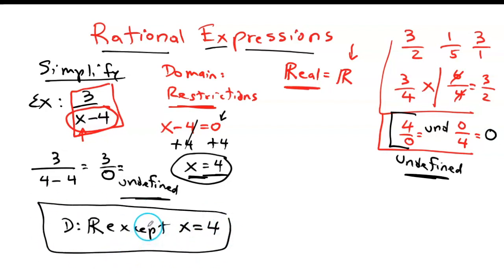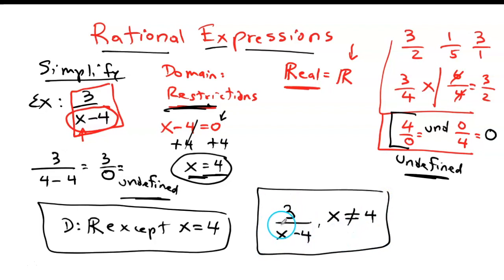For the most part, how do I write this on a regular basis? I write my function, 3 over x minus 4. I can't do anything else with this. And then I write my restrictions. The restriction is that x cannot be equal to 4. That's the exception. How do I write that? x has to be different from 4.